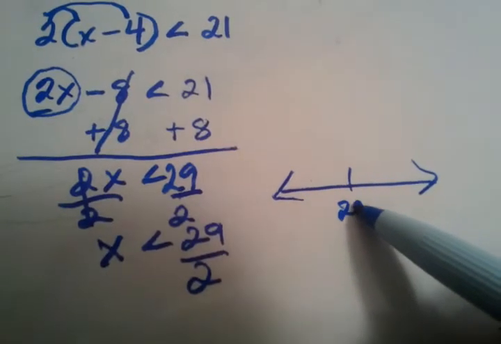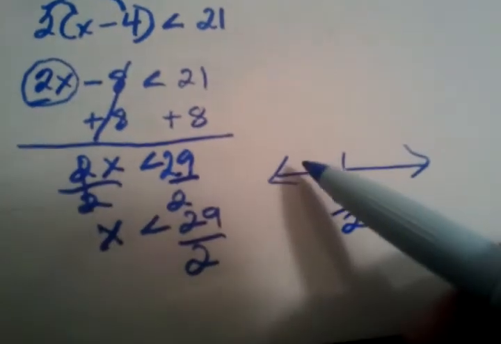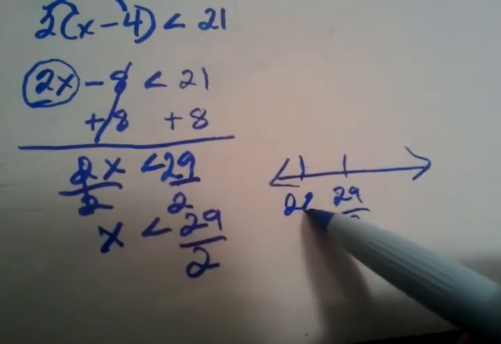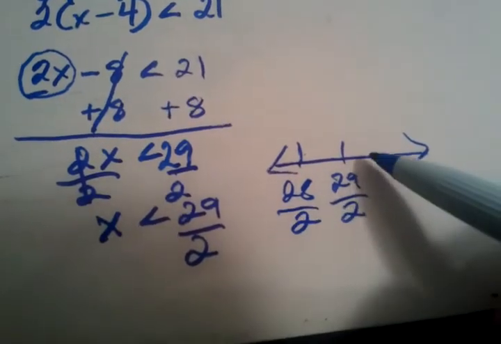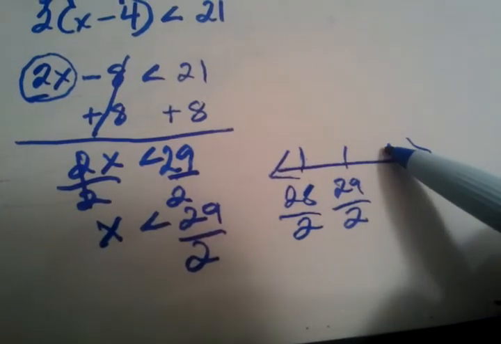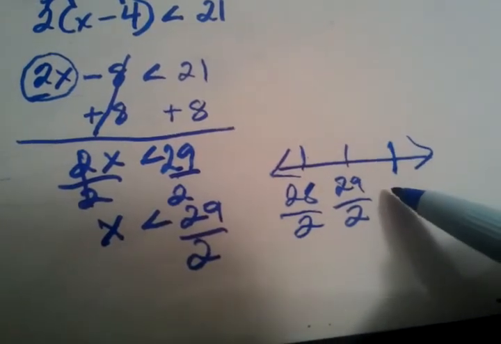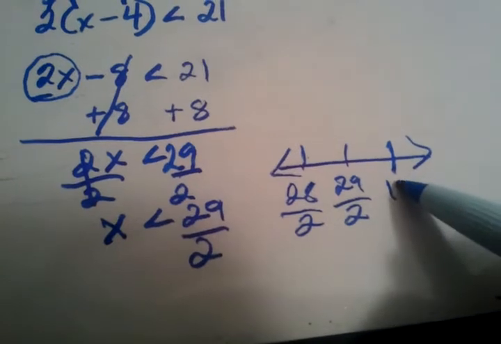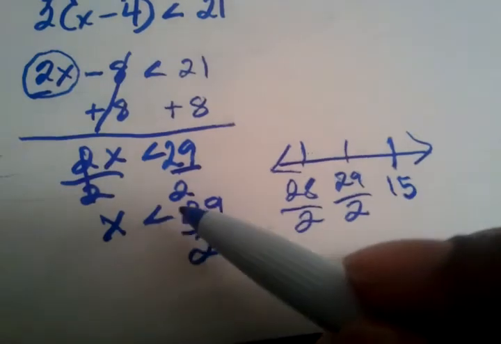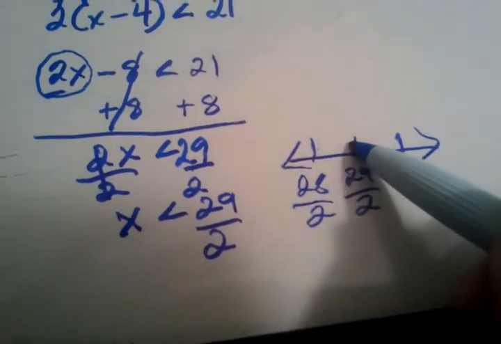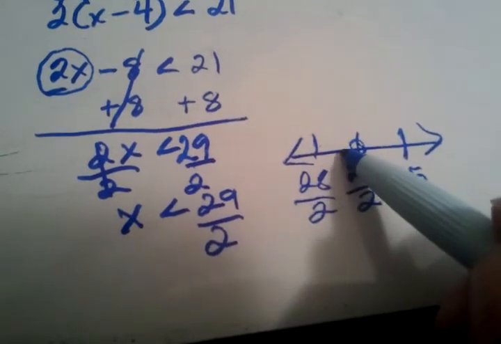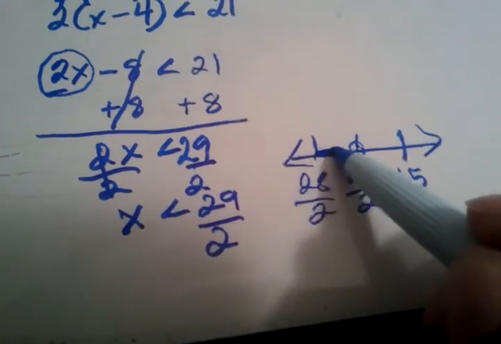So we'll put 29 over 2. We'll put 28 over 2. Right here, we could put 30 over 2, but what is 30 over 2? That will be 15, so we're going to put 15 there. This will be an open circle, and because it's less than, we're going to go to the left.